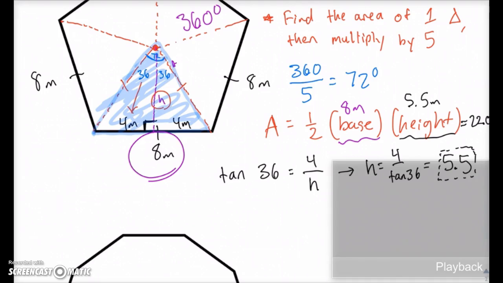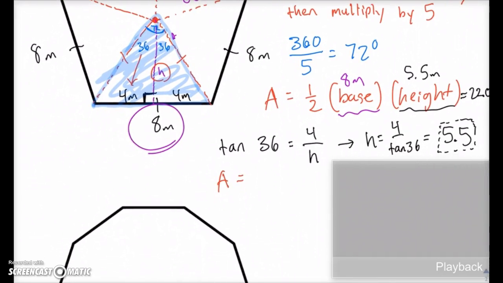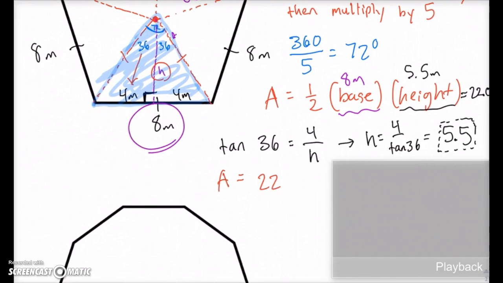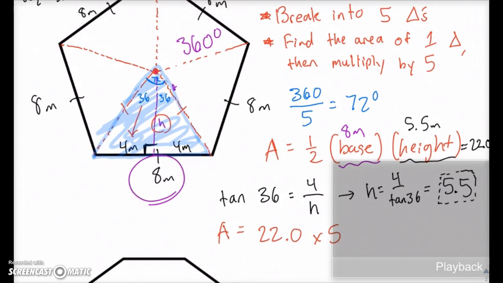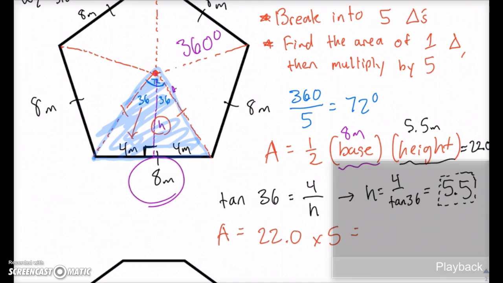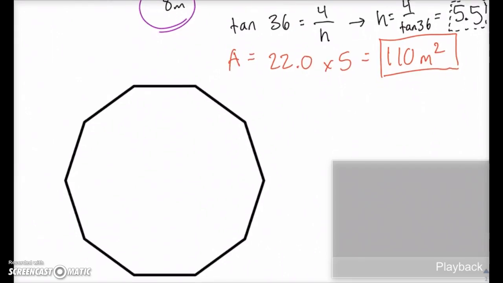So to find the total area of the polygon, down here I'm going to take the area of the triangle, 22.0, times 5. The reason we multiply by 5 is because there are 5 triangles. So the total area of our regular pentagon should be about 110 meters squared. And that is our answer.